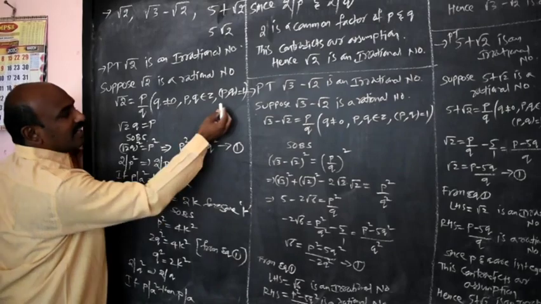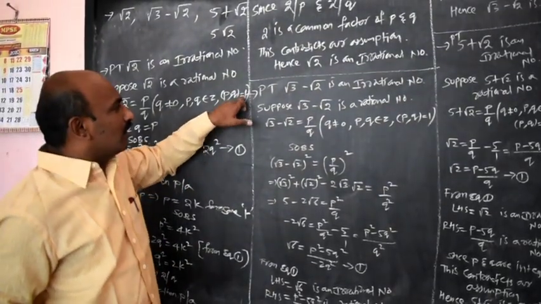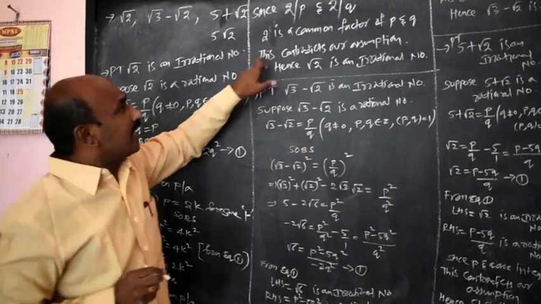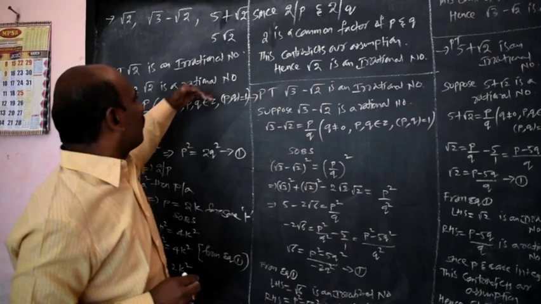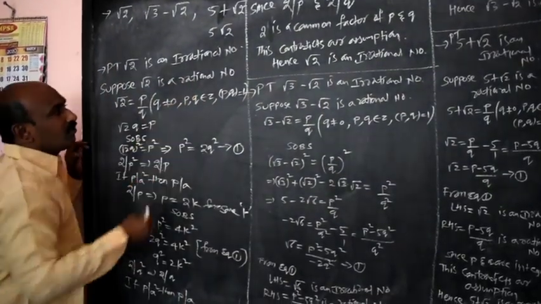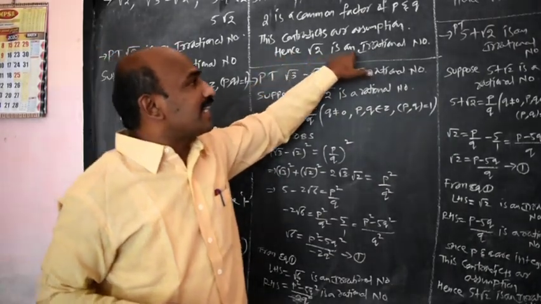But by the definition of a rational number, p and q have no common factor; the only common factor is 1. Here we are getting 2 as a common factor. Why are we getting this? Because we assumed wrongly. Therefore we conclude that this contradicts our assumption. Hence root 2 is an irrational number.